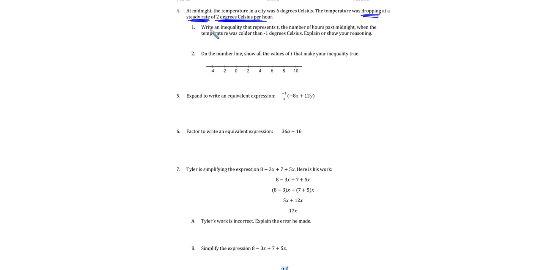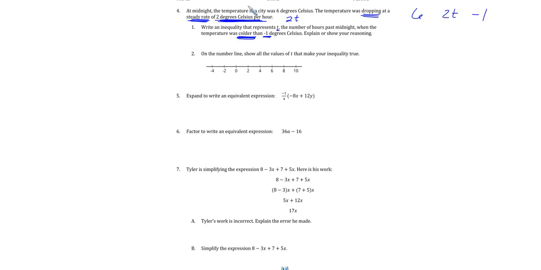In this particular question, it says write an inequality that represents t, t being the number of hours. So I'm looking for a 2t in my inequality because I know that I'm losing 2 degrees Celsius every hour, and t represents hours. I know I'm going to have a 6, right? And we're looking for the number of hours past midnight when the temperature is colder, that's a key word, than -1 degree. So those are my key terms. I'm going to have a 6, a 2t, and a -1. The question is, how do they work together in the story?